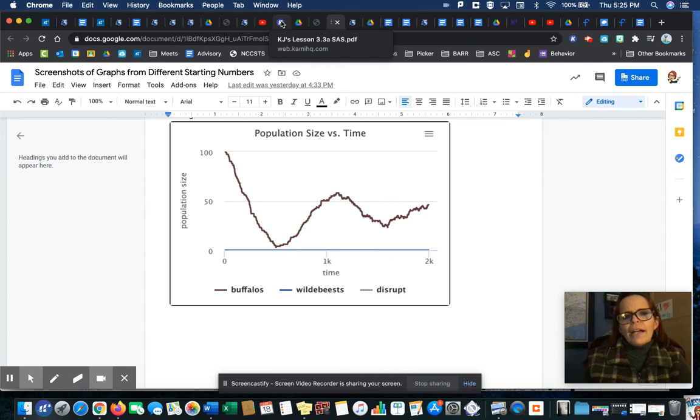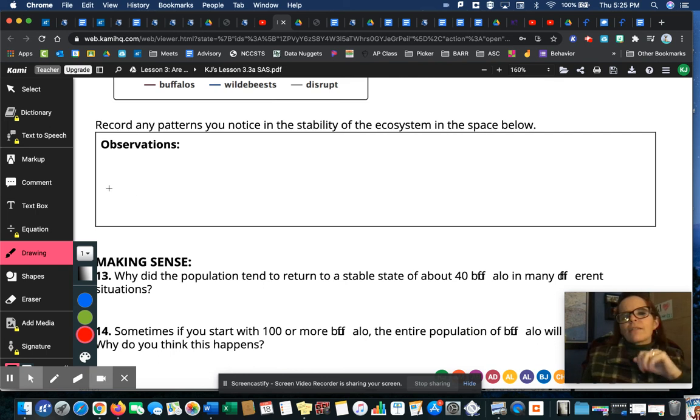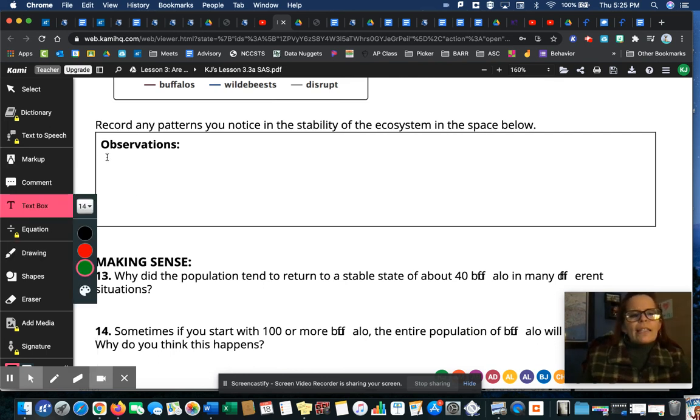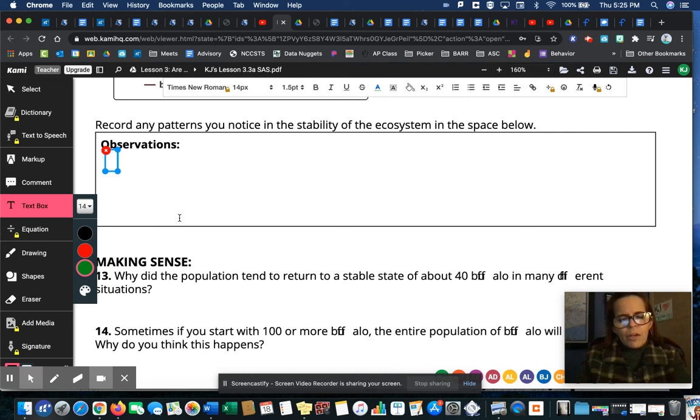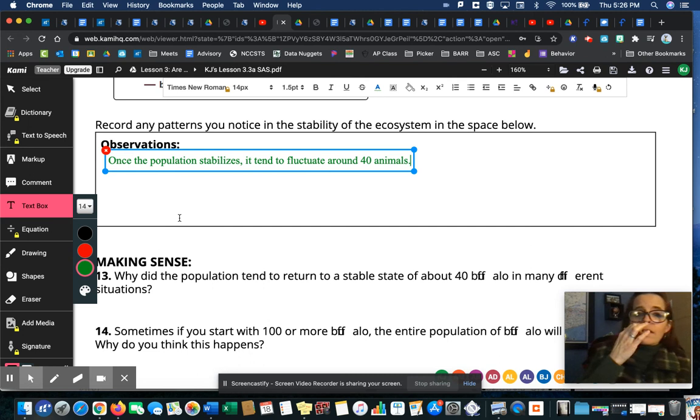All right, so going back, hopefully you've had a chance to draw that. So now it says record any patterns you notice in the stability of the ecosystem. So the first thing that I notice is that once the population stabilizes, which takes it a little bit of time, once the population stabilizes, it tends to fluctuate around 40 animals. Sometimes it's a little lower, sometimes it's a little higher.